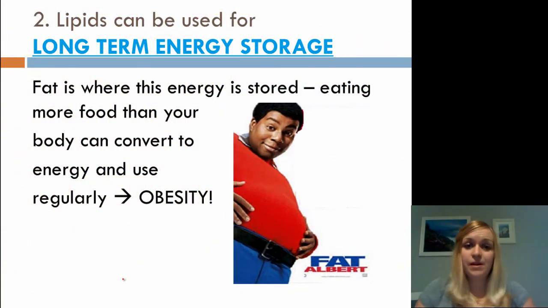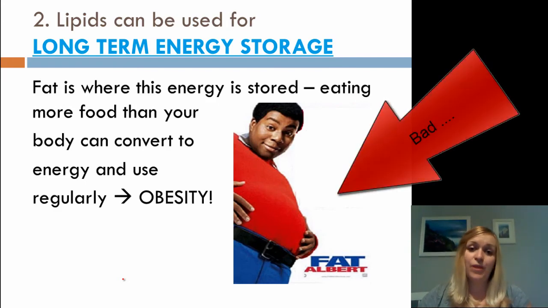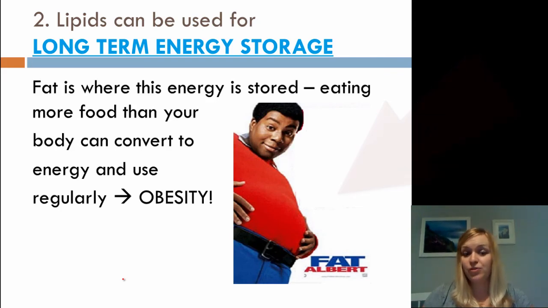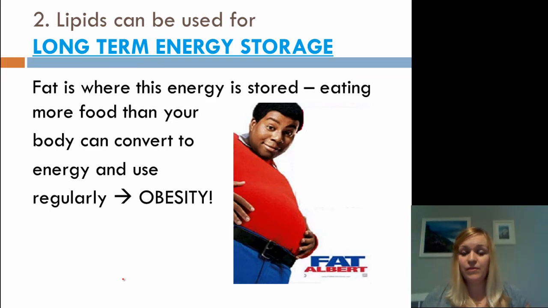Okay, now lipids can be used for energy storage as well, but they're long-term energy storage. So fat is where that energy is stored. And eating more food than your body can convert to usable energy in an efficient amount of time and then use regularly, if your body can't do that, that leads to obesity. So if you're eating basically more energy than you're actually burning, then that causes you to be obese.